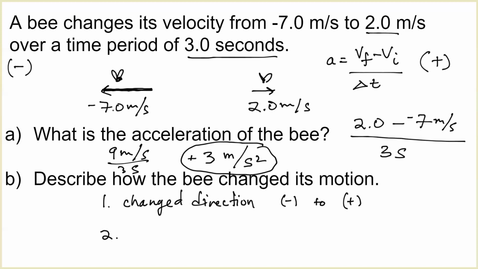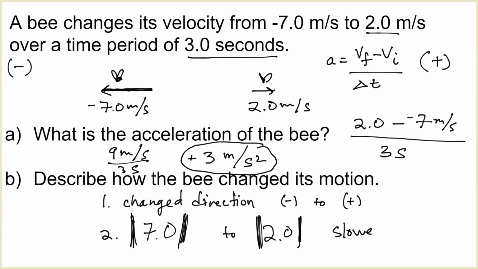Now, the second way that the bee changed its motion was that it actually changed how fast it was moving. So if we're just looking at absolute values, it went from an absolute value of about 7 meters per second to a rate of 2 meters per second. So 7 is a greater number than 2. So it was going faster and then it slowed down a little bit. So in addition to changing direction, it also slowed down.